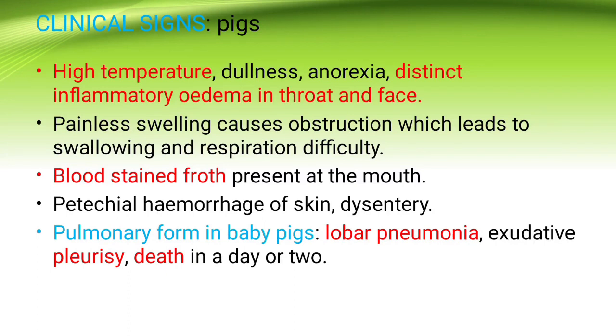Clinical signs in pigs: high temperature, dullness, anorexia, distinct inflammatory edema in the throat and face, painless swelling causing obstruction which leads to swallowing and respiration difficulty, blood-stained froth at the mouth, petechial hemorrhage of the skin, dysentery. The pulmonary form in baby pigs is lobar pneumonia, exudative pleurisy, with death in a day or two.